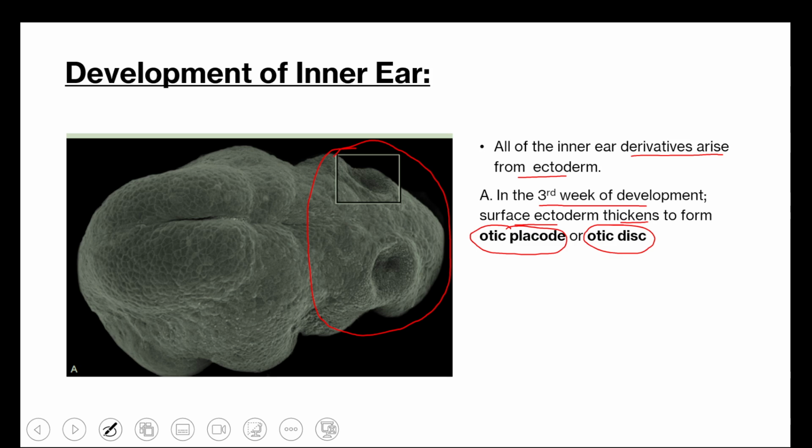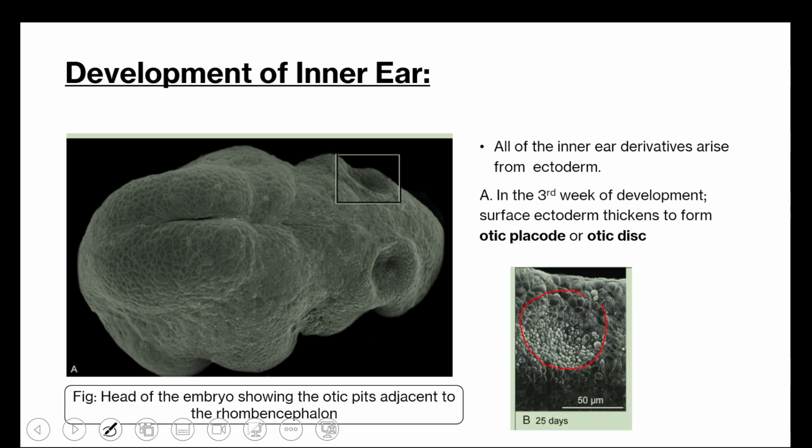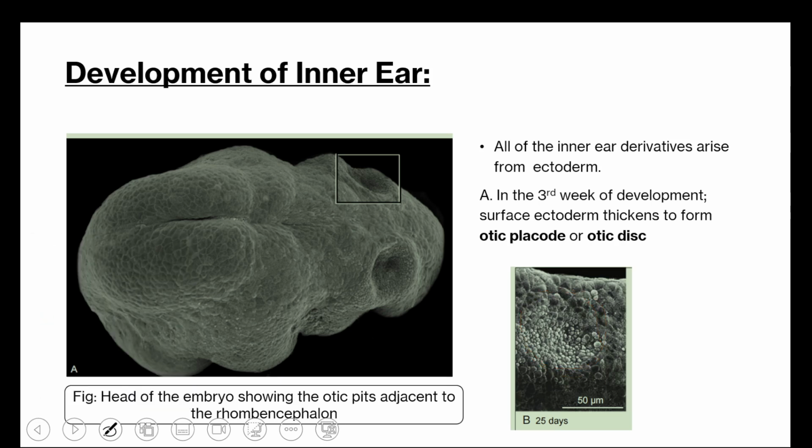You can see there is an invagination, and this invagination is the otic pit. What happens is that this otic placode has epithelial cells, and they will invaginate during the third and fourth week of development, and that invagination will form a pit-like structure in the cranial part of the embryo, that is called the otic pit. You can see these are the cells of the otic placode that are being invaginated into this structure, giving rise to the otic pits.